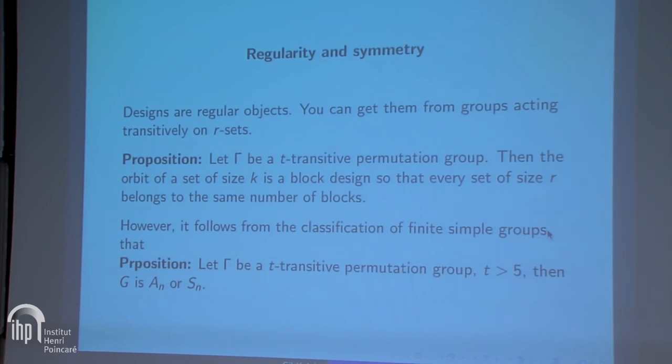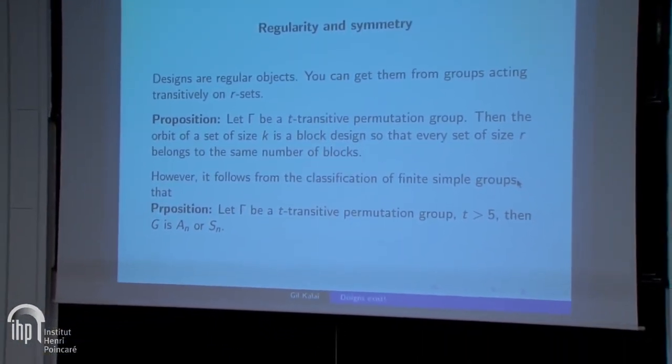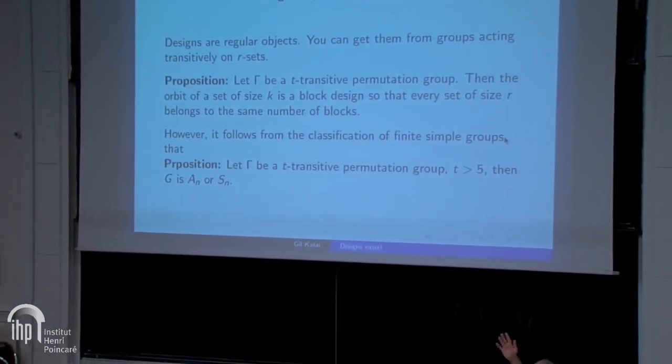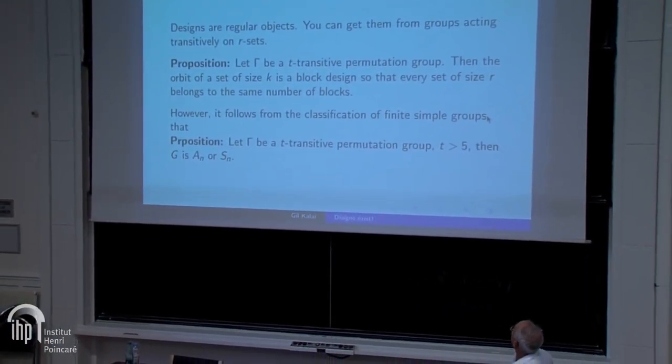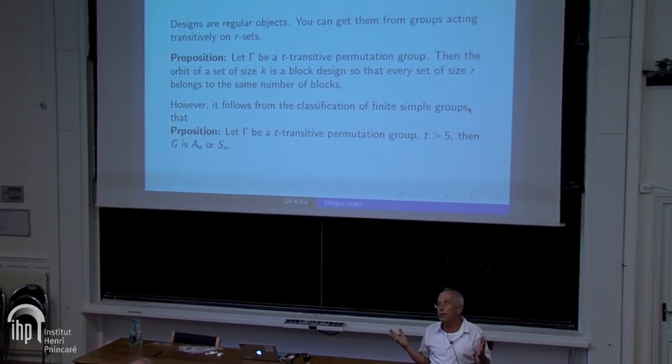And in this case, you can get a design by looking at a transitive group. And here is a very simple proposition. If you have a T-transitive permutation group, so a permutation group is T-transitive if for every two sets of size T, there is a group element that maps one set to the other, then the orbit of a set of size K, or of size Q, is a block design. So every set of size R belongs to the same number of blocks. So this is a way to get a block design from highly transitive groups.